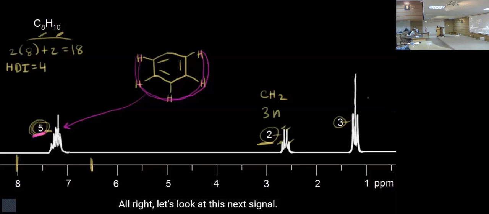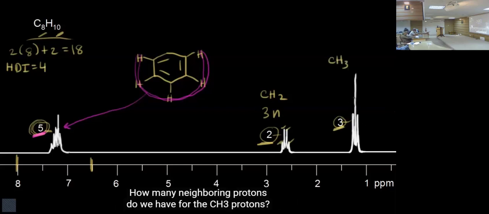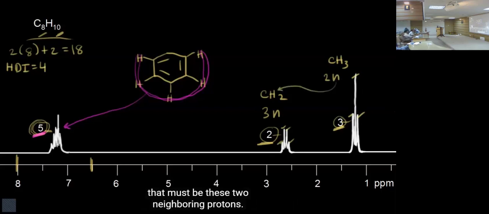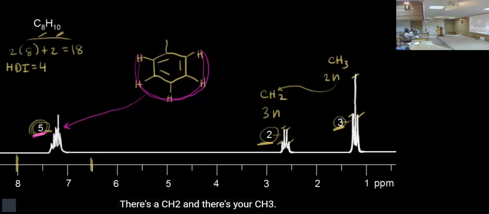All right, let's look at this next signal. So 3 protons, so this must be a CH3. How many neighboring protons do we have for the CH3 protons? Well, we have 1, 2, 3 peaks. So 3 peaks, 3 minus 1 is 2, so 2 neighbors. Those must be these 2 neighboring protons. And so we can draw an ethyl group, right? This is an ethyl group pattern over here. There's a CH2 and there's your CH3.